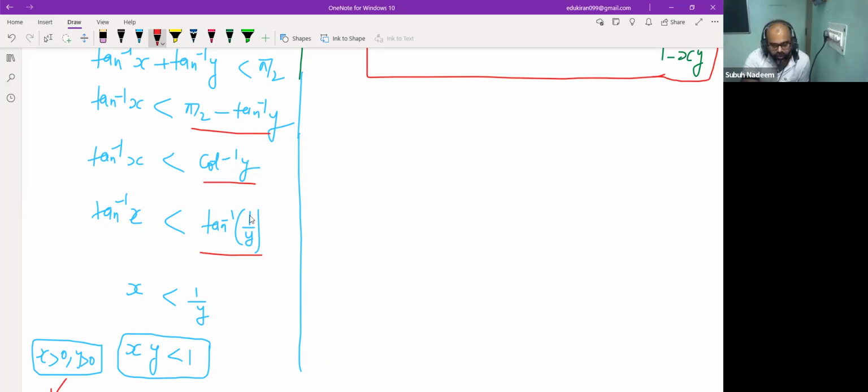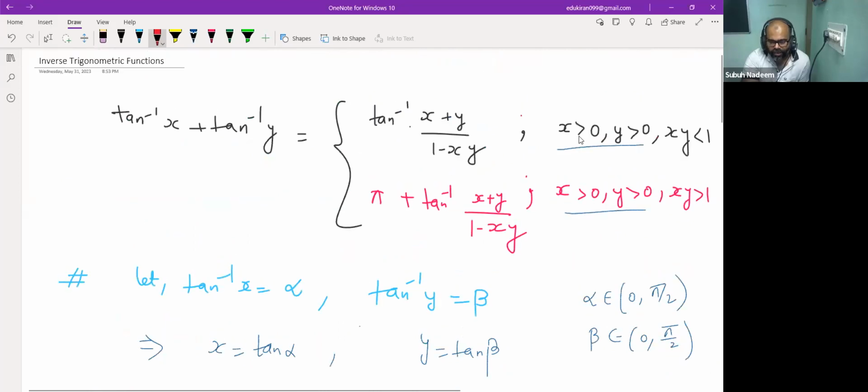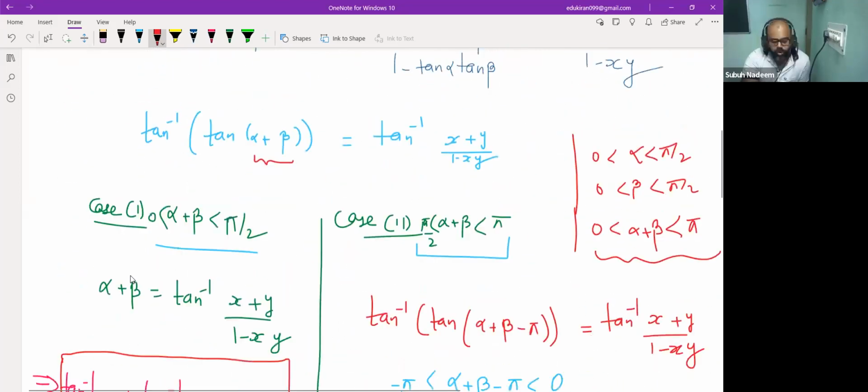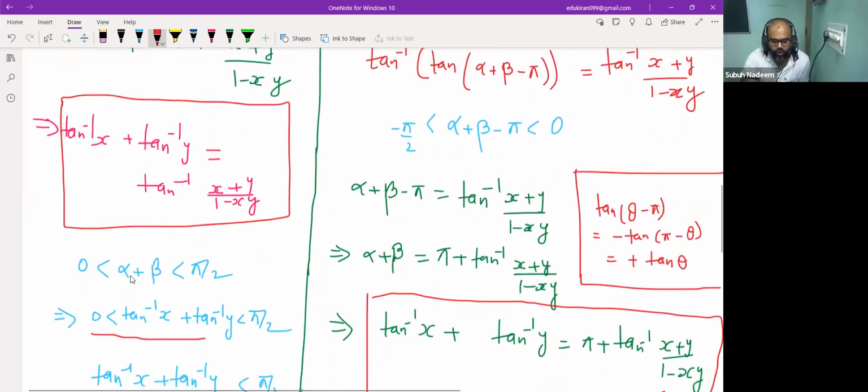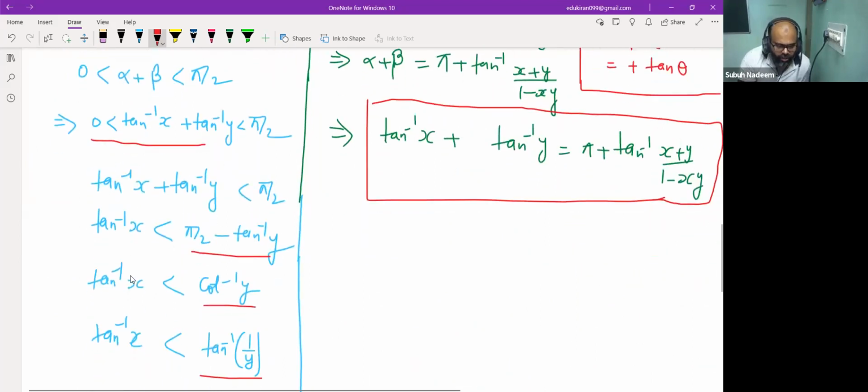Now we remove tan inverse from both the sides because it is an increasing function. So x becomes less than 1 by y, which means xy is less than 1. So this is the condition which was written here, x greater than 0, y greater than 0, and xy less than 1. So this is the condition which we are getting for this formula. So first write this condition, the derivation of this condition.